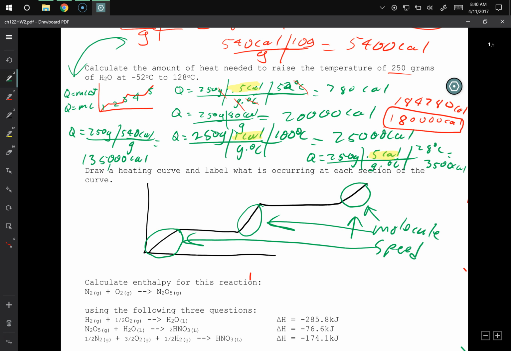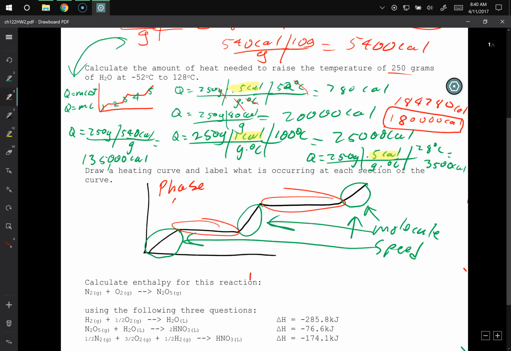Okay, so then we can go here. And what's happening here? Well, that's a phase change.